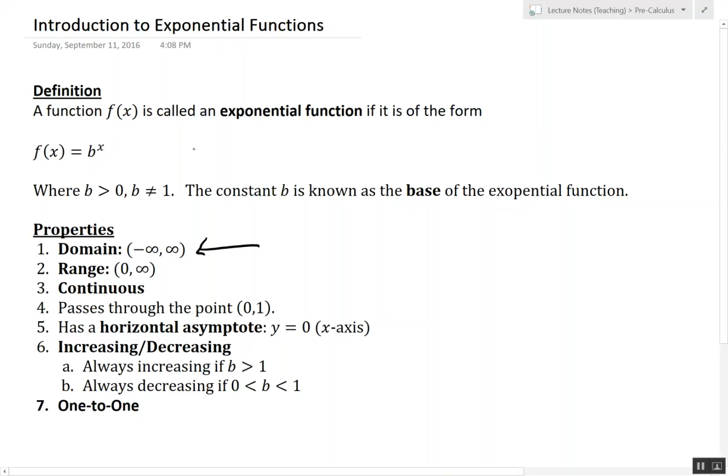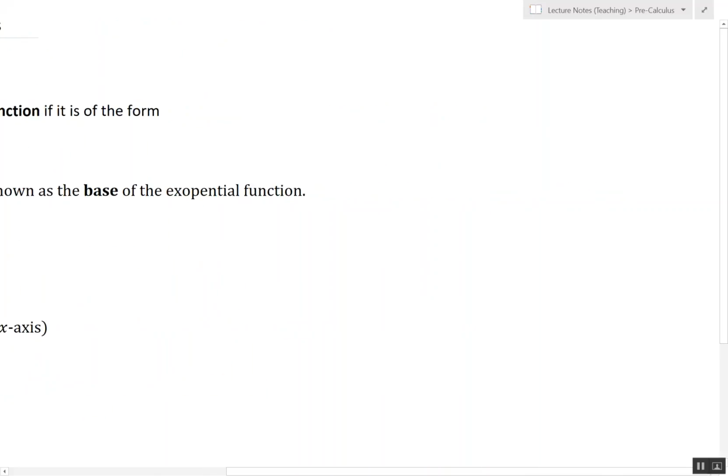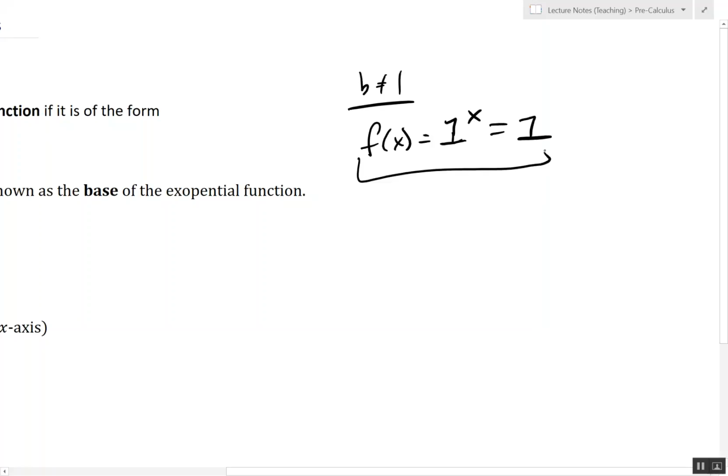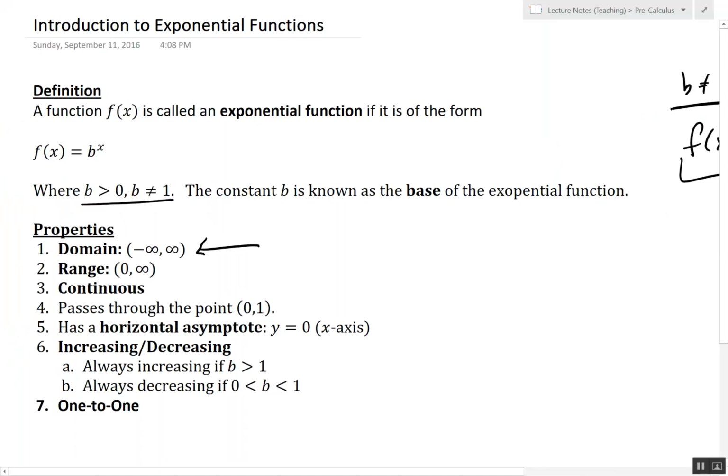There is one restriction on these functions. B has to be positive, and B cannot be 1. B cannot be 1 is easy enough to figure out, because if we let f of x be 1 raised to the x power, well, 1 raised to any power is 1. And so this is actually a constant function, not an exponential function. Because exponential functions have certain shapes to them, and this constant function does not have that same shape, so we must throw that case out. But otherwise, any positive number other than 1 works for the base.